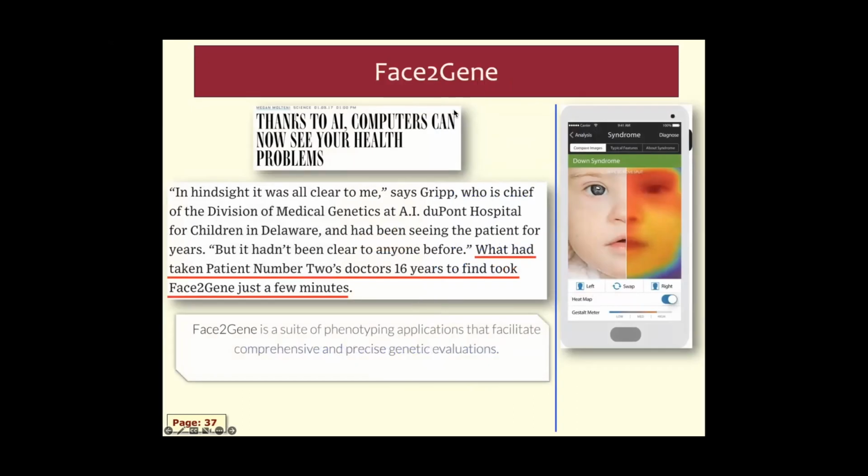Many of you might have heard of this face to gene application, where given a face image, one could actually predict genetic ailments potentially associated with that face image. And there are some benefits, clearly. As you can see in this small report here, a patient was not diagnosed for a long period of time, but this application was able to make an assertion within a few minutes, whereas the doctors took 16 years before they could say what was wrong with the person.